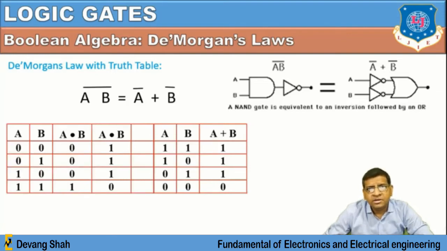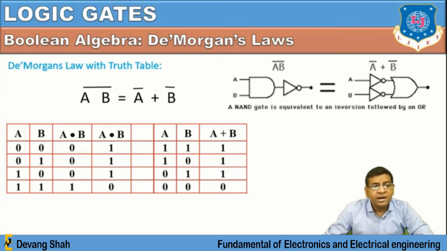There are two variables A and B, so we have a total of 4 combinations: 0 0, 0 1, 1 0 and 1 1, right? We can do the dot function of A dot B, and that will follow the AND gate or ANDing operation, which gives 0 0 0 and 1, right? And again, if you take the complement of this, the next column is the complement of A dot B, which is exactly the complement of A dot B. You'll have 1 1 1 and 0, right?